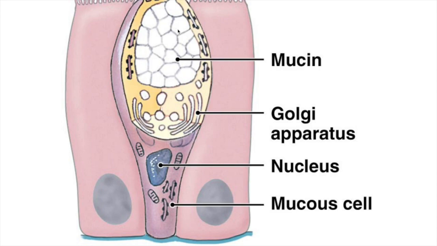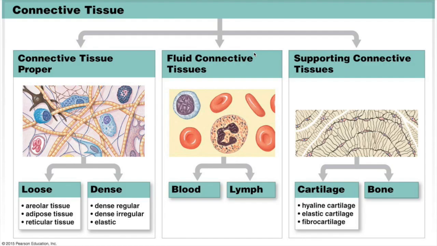Alright, so that's epithelial tissue. Next tissue type is called connective. And connective tissue contains cells in a matrix composed of extracellular protein fibers and fluid. So with epithelial, we had lots of cells. With connective, there's lots of extracellular fibers. Sometimes it's liquid.